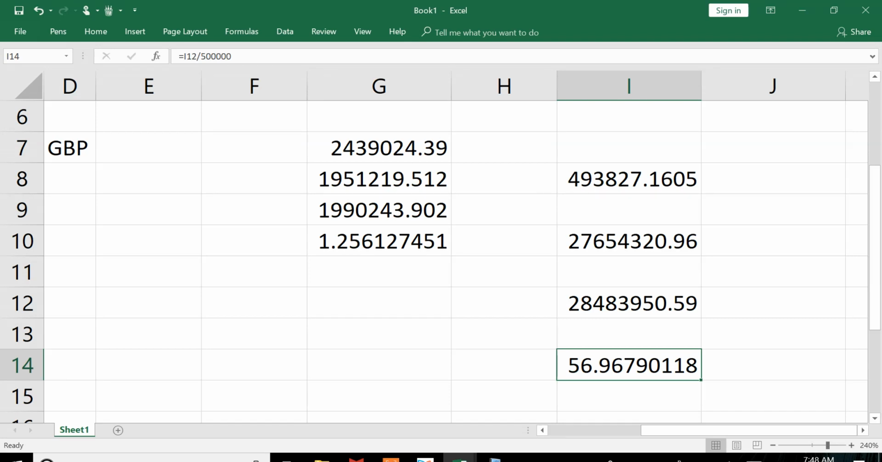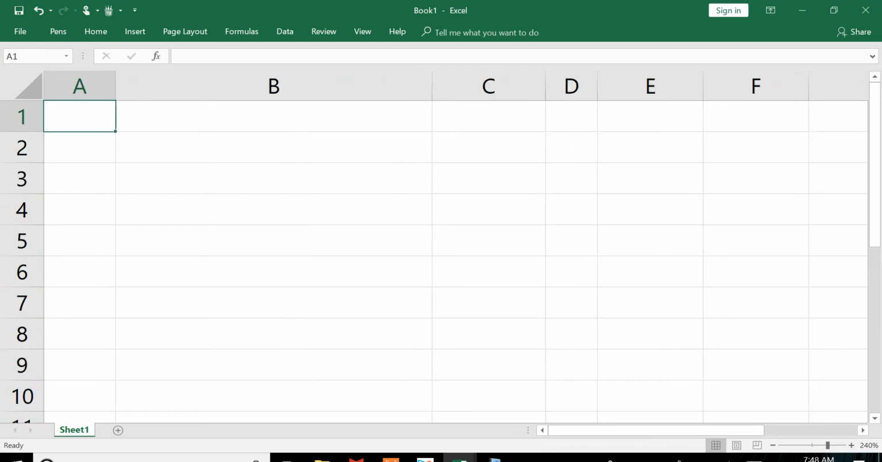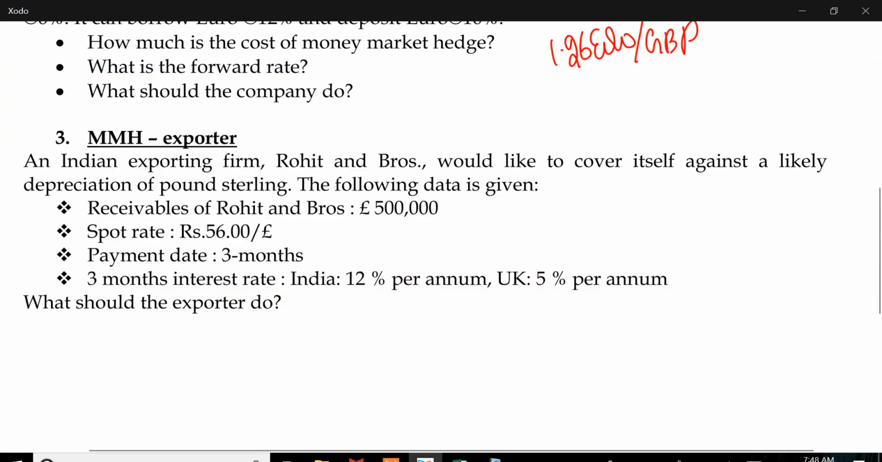Now, the company should take a money market hedge. Ideally, I should have written that first. Initially, we should have written these points. The company should take a money market hedge to protect itself from likely depreciation of pound sterling.